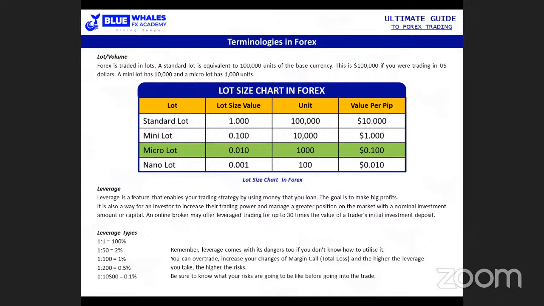So remember, leverage comes with its own danger too. If you don't know how to utilize it, you can overtrade and increase your chances of a margin call, that's total loss, and the higher the leverage you take, the higher the risk. Be sure you know how much risk you are going to take before going into a trade.